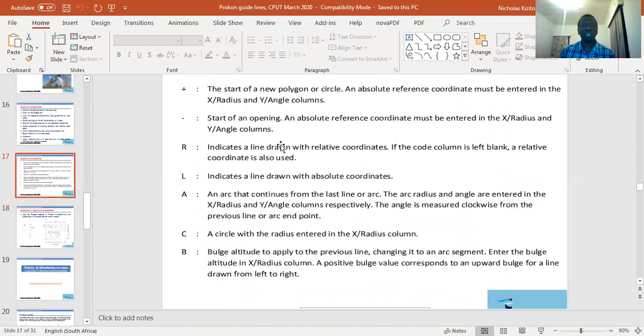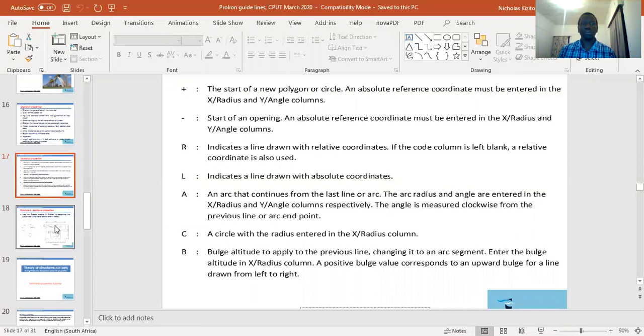Whatever, all those commands that I'm using, as you can see, plus means start describing a new polygon. That's what I've been using now. Minus means start describing an opening. This is the same as what you have in your theory of structures notes. I mean, basically lessons. Then there's a couple of other codes here. The arc, the circle, and the bulge.